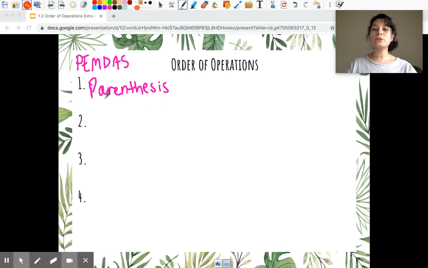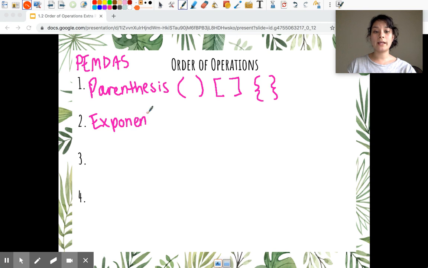Now, we use this term vaguely here. We don't only mean parentheses that look like this, the curved parentheses. You could also see square brackets or braces, whatever you call them, or you could also see these curly braces. Anything like this that represents grouping, that's what you would do first. The next step in PEMDAS is E, which stands for exponents, which is why we did all that exponent review.